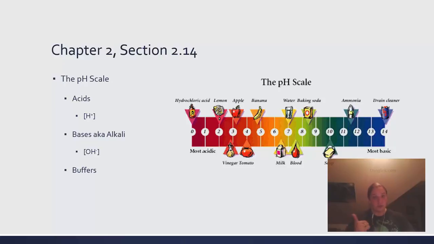Things that are neutral, like most buffers, like classically water, tend to be in the orange to green-yellow range. Strong acids tend to be red or pink. Strong bases on the other end tend to be purple or blue.